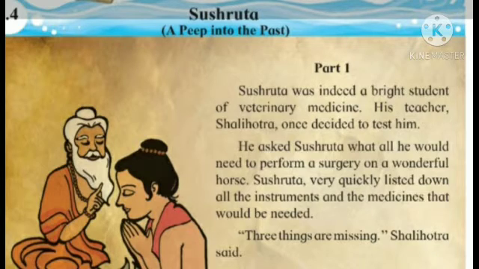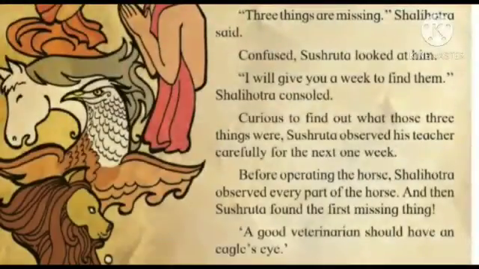Sushruta very quickly listed down all the instruments and the medicines that would be needed. So he made a list of all the things which were required to do a surgery. Three things are missing, Shalihotra said. So when Sushruta gave the list to the teacher, Shalihotra told him that three things are missing in this list. What were they? Let's see in the next sub paragraph.